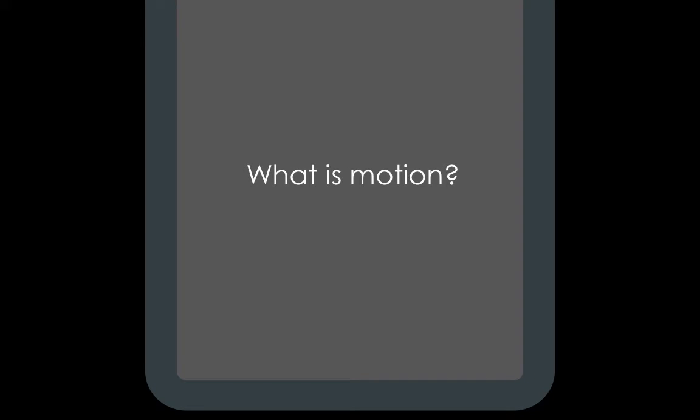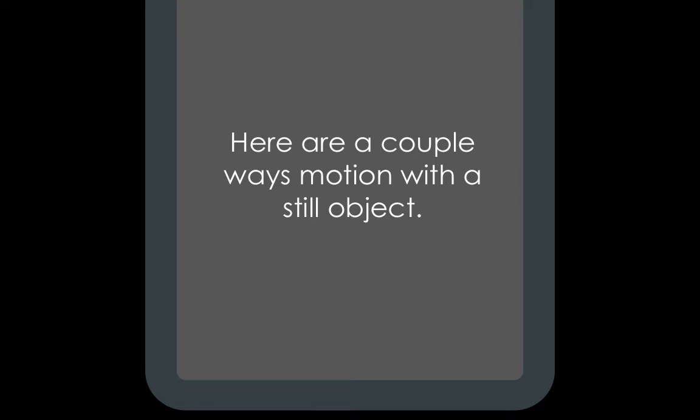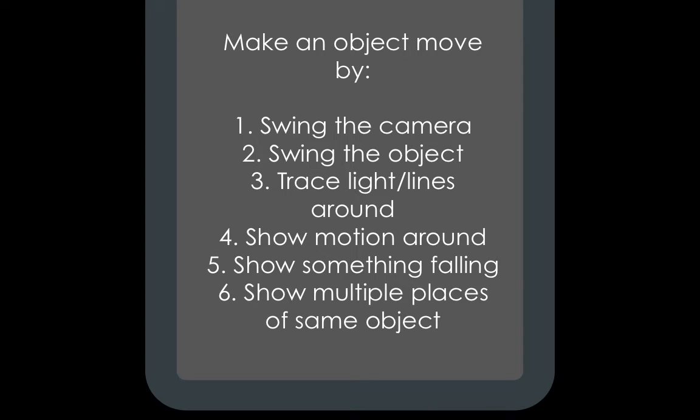So the second part, what is motion? Motion means that something looks like it's moving. And this is where you're going to add very specifically to your object, whatever is the object you choose. So here are a couple of ways to show motion with a still object. One is to swing the camera. You can swing the object, trace light lines around it, show motion around it.